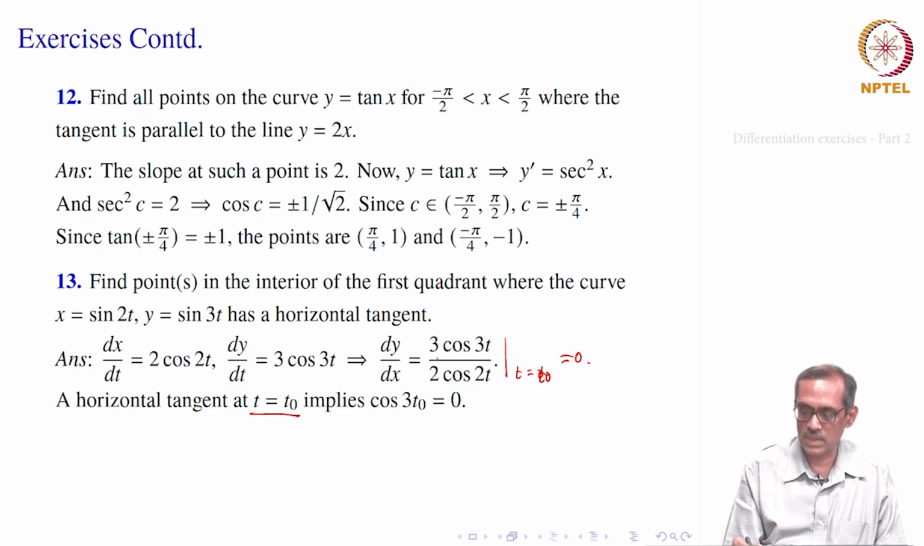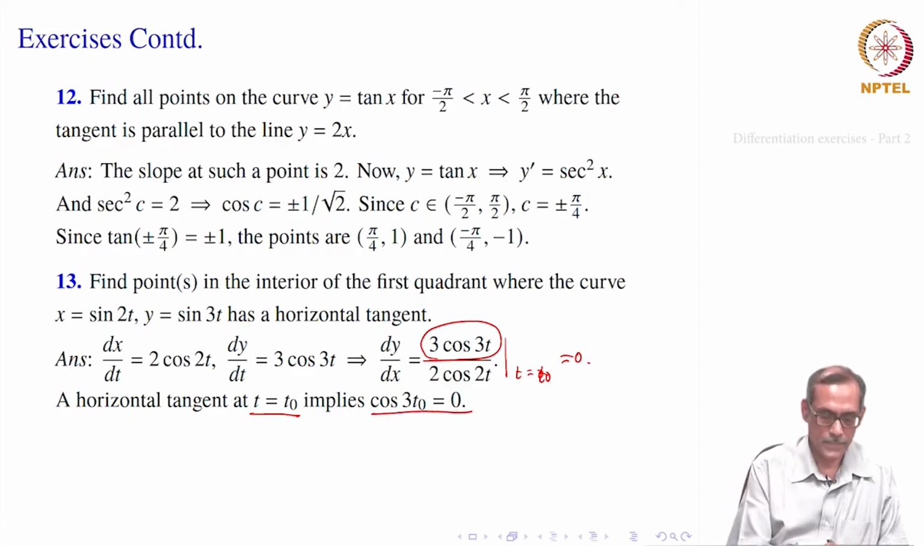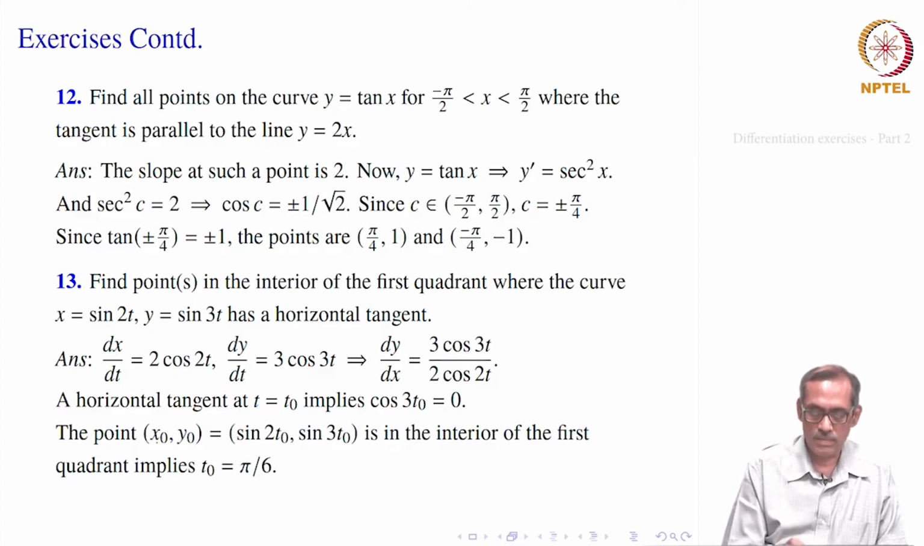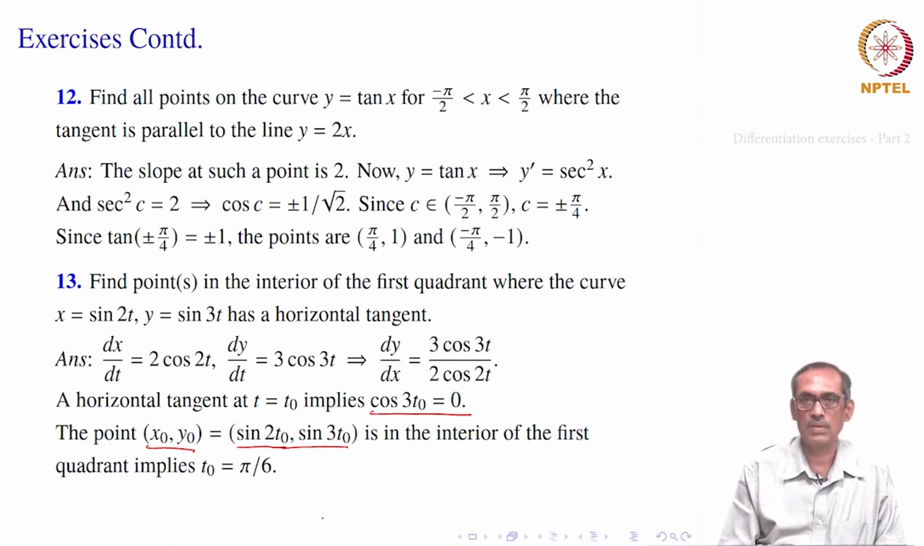So, the derivative is 0 means it is a fraction. So, its numerator must be 0. So, you get cosine 3t0 equal to 0. Okay. So, if the point is x0, y0, that is sine of 2t0 is x0, y is sine 3t. So, sine of 3t0, if that is the point, it is interior of the first quadrant. So, that means it should be positive, right, and cosine of 3t0 must be 0.